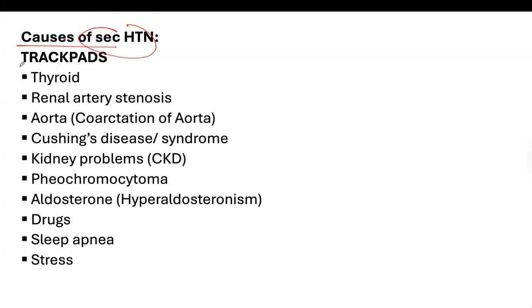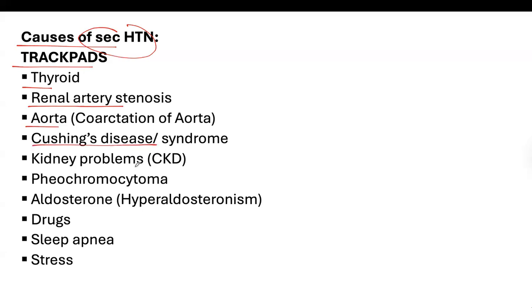So we remember these secondary causes by the mnemonic TRACKPADS. TRACKPADS includes T for thyroid, so hyperthyroidism can cause hypertension. R for renal artery stenosis. A for aorta, so coarctation of the aorta can cause that. C for Cushing disease, which can cause it.